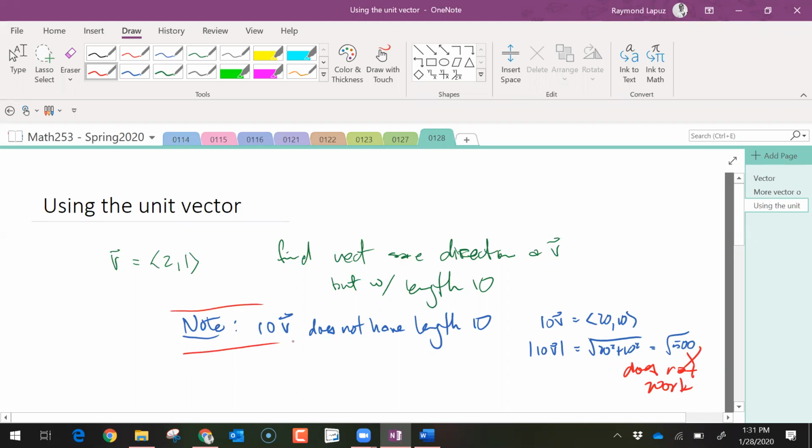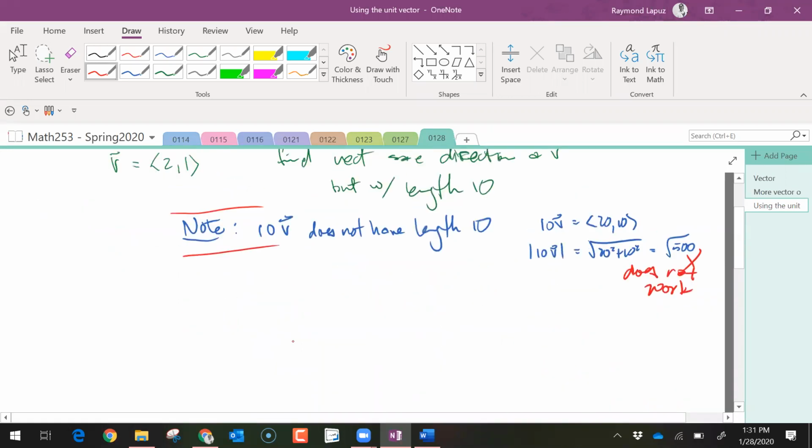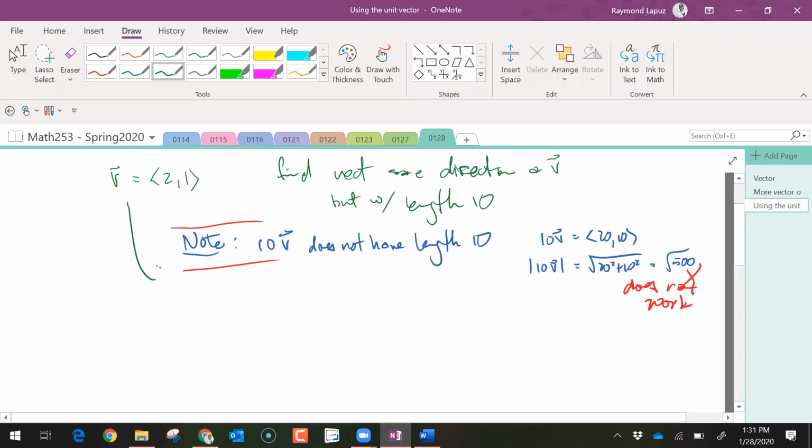It scales it by a factor of 10. So you have this vector that's not of unit length, and you multiply it by 10, so it's going to get scaled up by 10. But if I want length 10 exactly, then what I would need to do is shrink it to a unit vector, or make it into a unit vector first, and then multiply that by 10. So what you need to do is make a unit vector, and we found that already, right? And then you take this unit vector and you multiply it by 10.